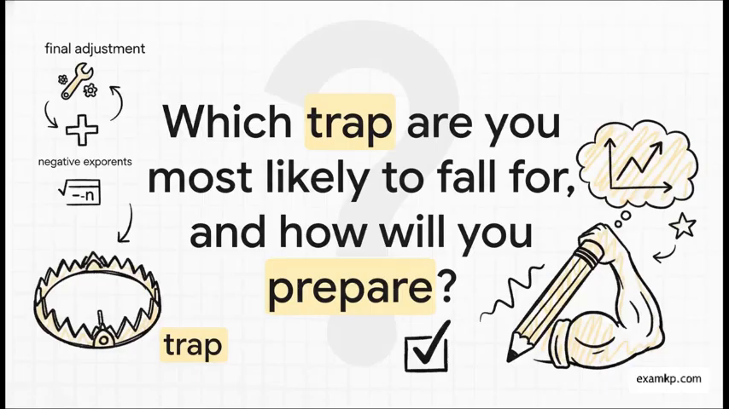So, let's be honest for a second. Take a minute and think about it. Which of these traps do you think you're most likely to fall for? Is it that final adjustment, the addition rule, maybe those tricky negative exponents? Once you identify your own personal weakness, you can practice it over and over until it becomes a strength. If you can master this topic, you are guaranteed to get those foundational marks on every single exam.